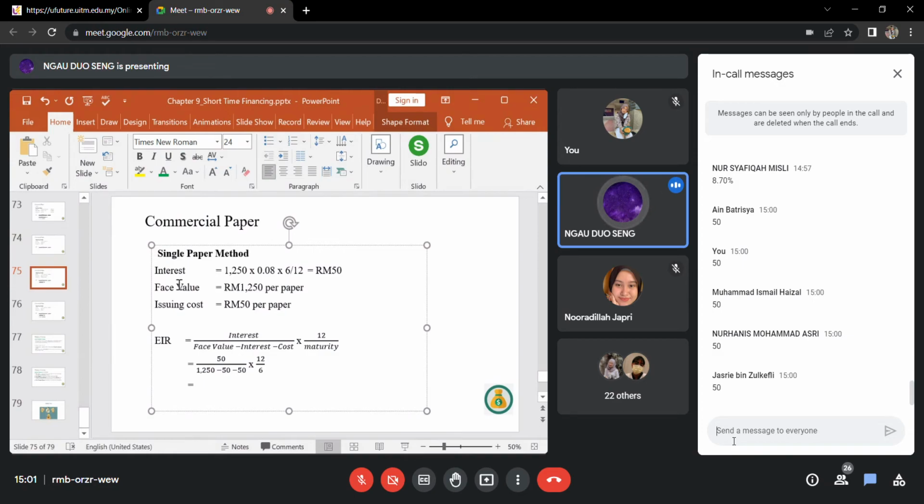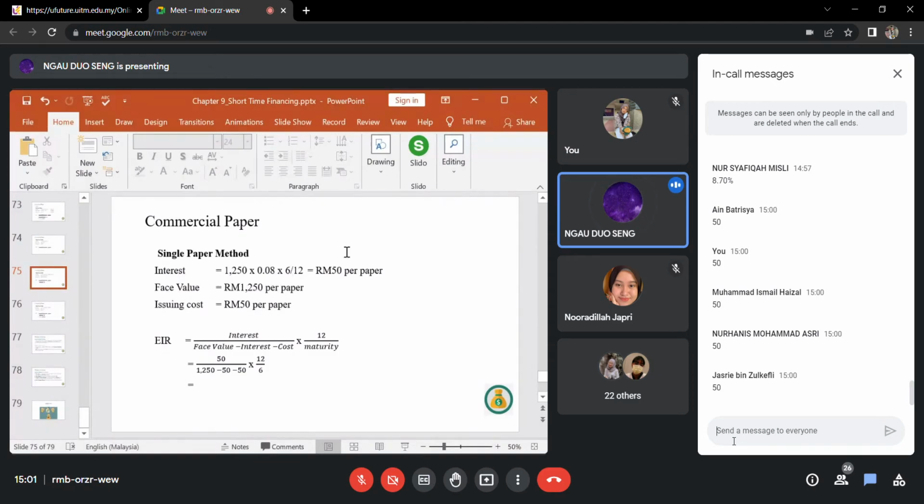You can see here we use all in one paper. This one 50 is also per paper. So we are using all the standard, all in one paper. So again, same, we are using EIR. Interest is 50, face value 1250, minus 50, minus 50, 12/6.